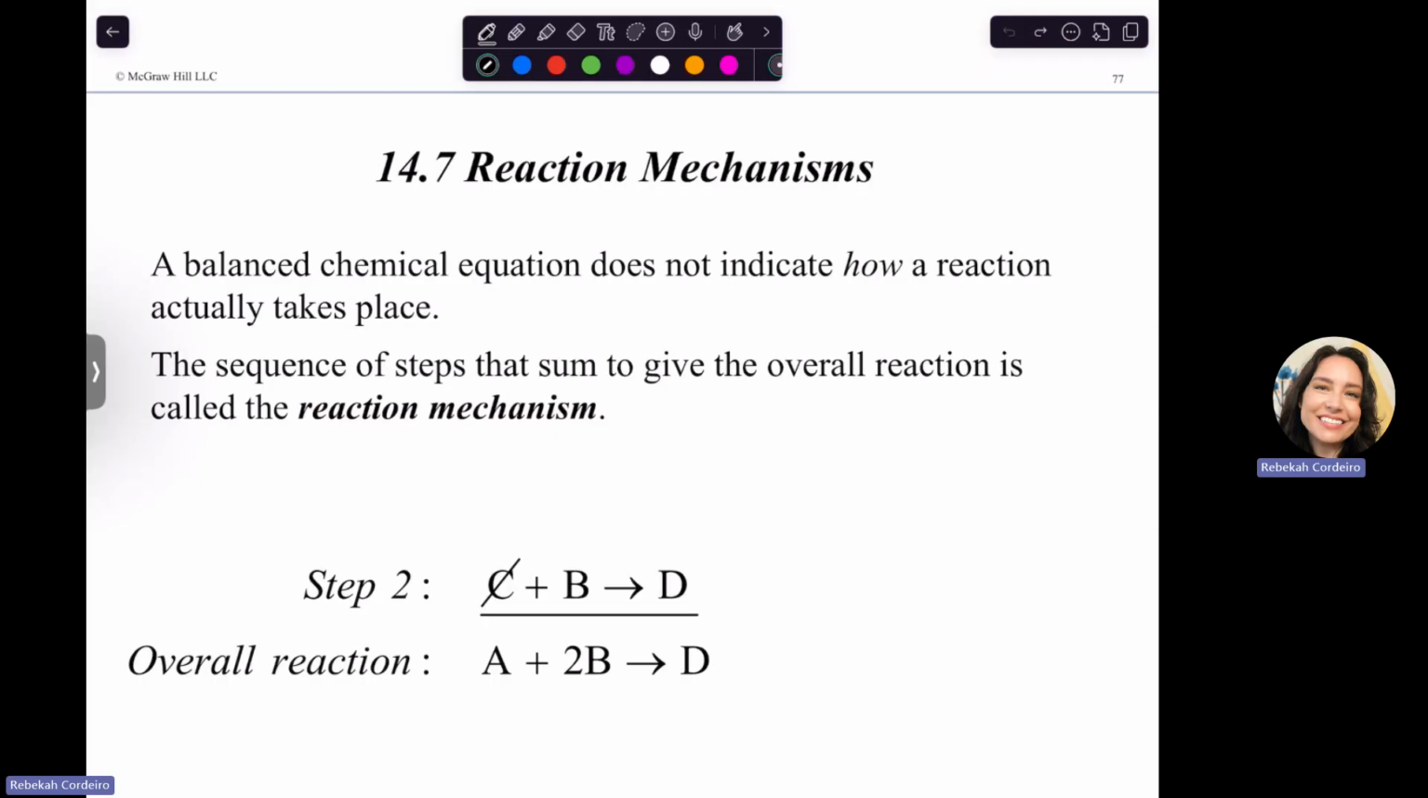This is going to be the video for Chem 102. This is going to be sections 14.7 and 14.8. So we're going to start with reaction mechanisms today.